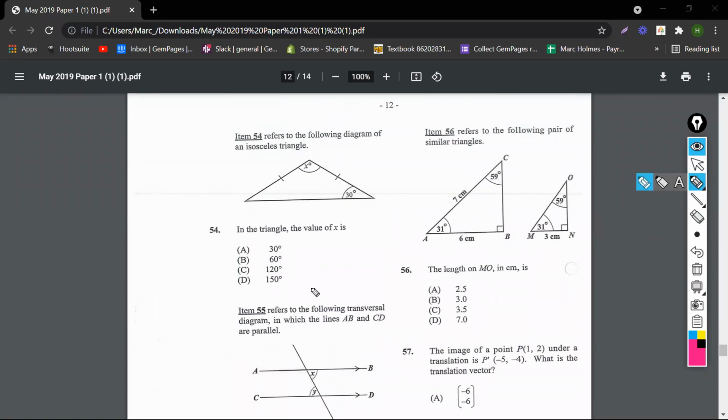It says here, guys, what's the length of MO, which is here, M to O. And guys, we can kind of see from the two diagrams, it's a pattern. Here is 6, here is 3, here is 7. So if here is 7, here would be 3.5 because half of 6 is 3. So half of 7 would be 3.5. So M to O would be 3.5. So this is a pattern. You just have to look at the pattern for the two triangles.